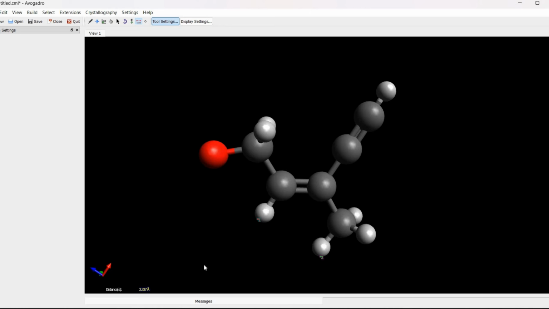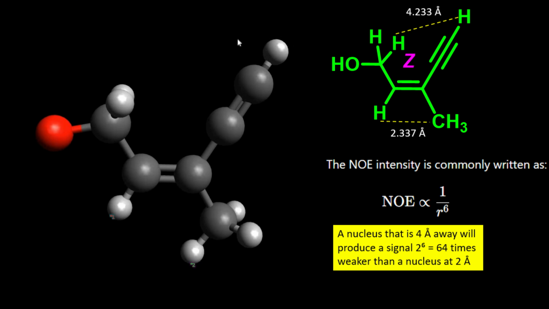So now I understand why I didn't see the NOE of this proton. You know why? Because NOE is inversely proportional to the distance raised to the power 6. So as the distance became double, here it was 4.2 angstrom, right? It became double, and here it is 2 angstrom. So when the distance became double, the NOE effect became 64 times less, right? Because it is raised to power 6, so it becomes 64 times less.